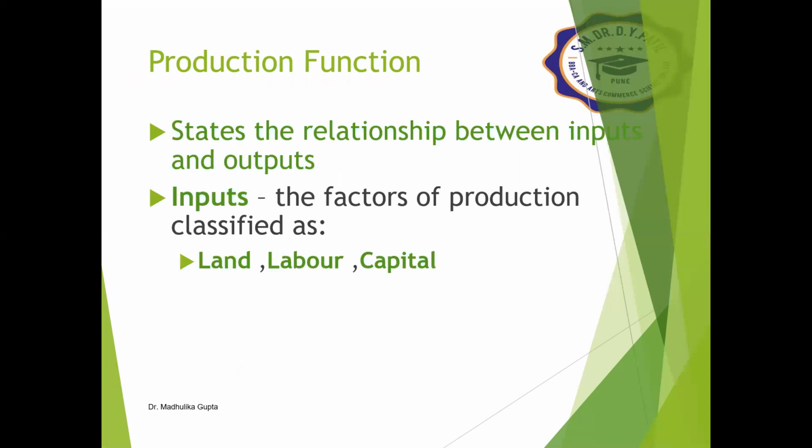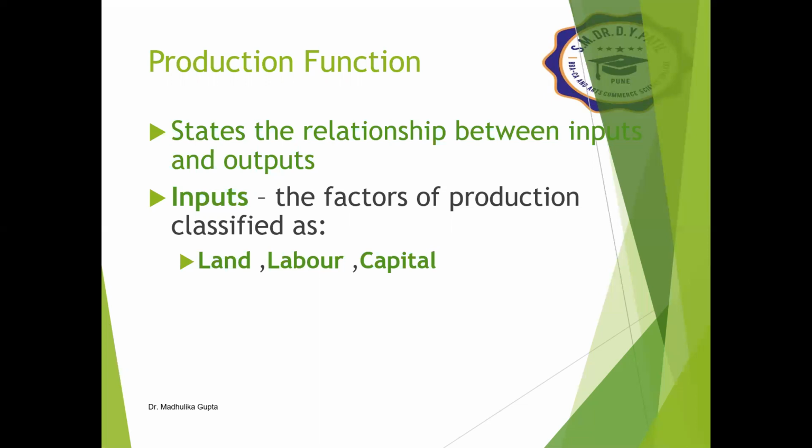So let's understand the production function. Production is an organized activity of converting inputs into output, or creation of value and utility. You all know the factors of production are land, labor, capital, organization. Now each of these factors has rewards. For land you pay rent, for labor you pay wages, for capital you pay interest. You understand? So it states the relationship between inputs and outputs.